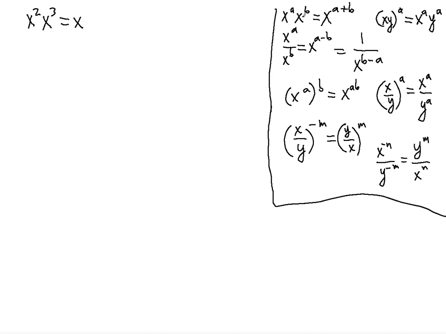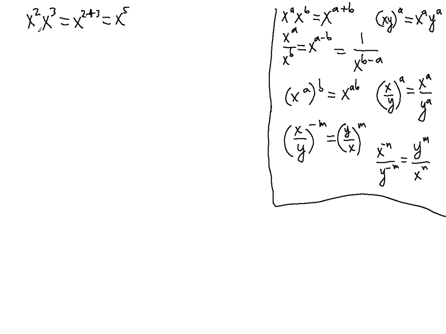The first rule lists a product of two bases with different powers, a and b, so we simply have one base x raised to the power of a plus b. When we have the same base with different powers, we keep that base and add the respective powers together as its power. So we're going to have 2 plus 3, and that equals x to the fifth. Now let's try another example.